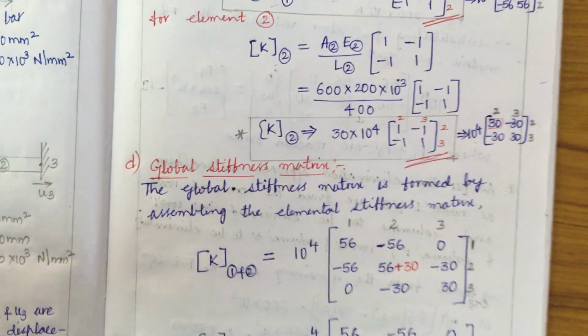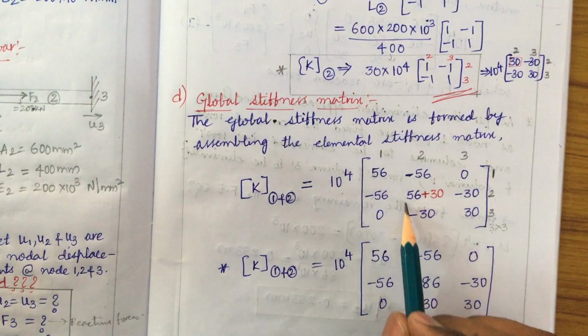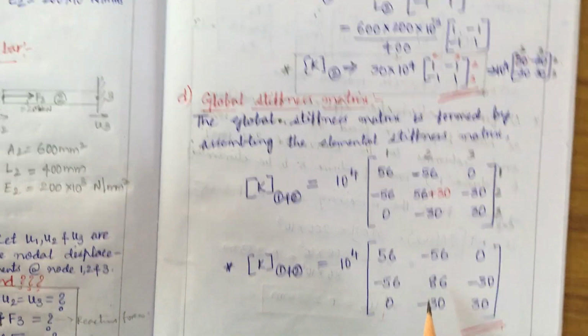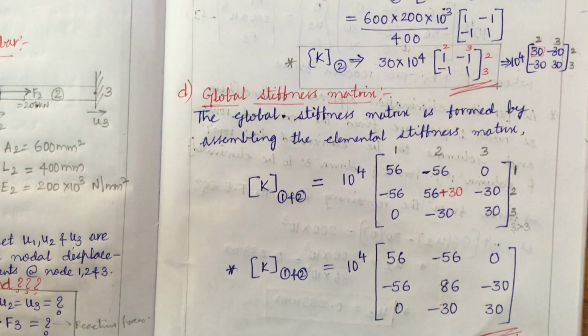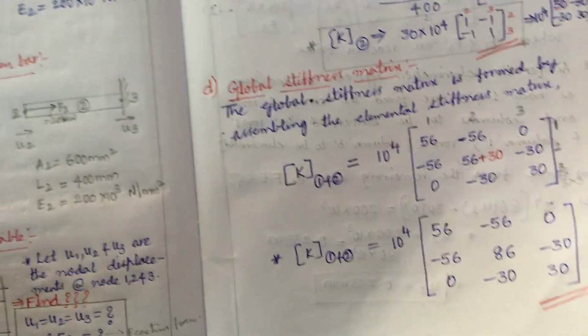Ready? Ila cheyandi stiffness matrix meeru. Later, this is being added here. This 56 plus 30 becomes 86 and the remaining values are single. So I have written as it is. This is nothing but the global stiffness matrix. Very important because we are supposed to work out the finite element equation.